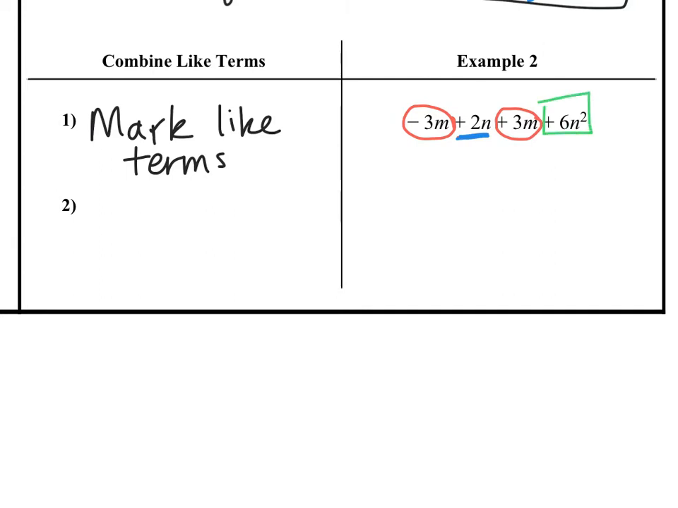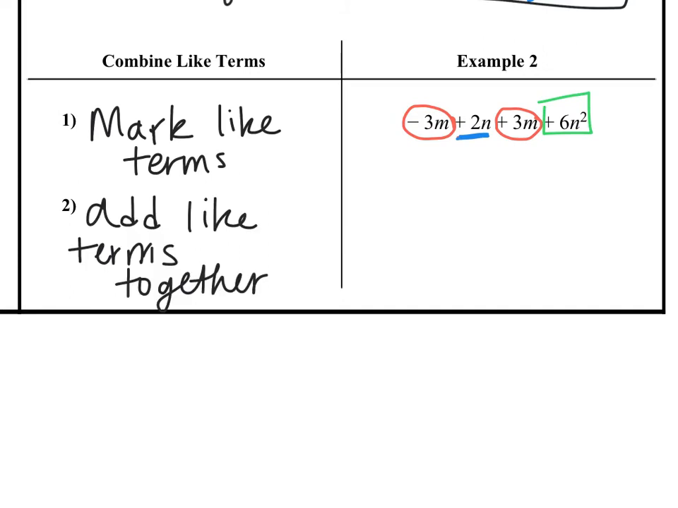Okay, add your like terms together. Okay, this is kind of cool. Negative 3m plus 3m gives you 0m. I'm going to go and write it down for now. The other ones don't have any like terms, but we still should write them down because they're still part of the expression. So 2n and 6n squared. But here's the thing, this 0m, there's no m, so cross it out, and then your expression is just 2n plus 6n squared.